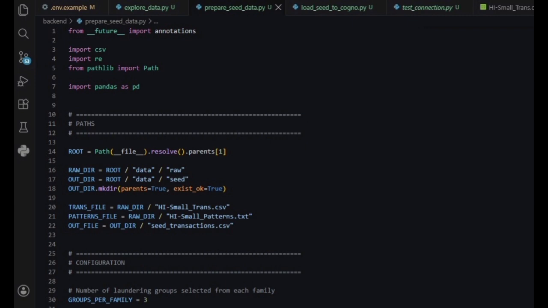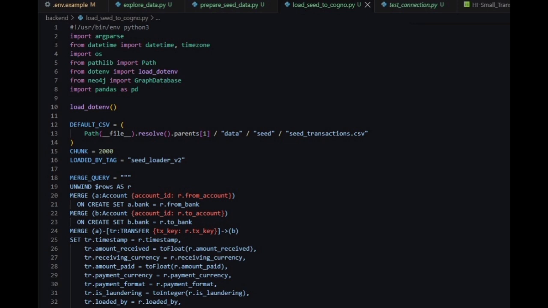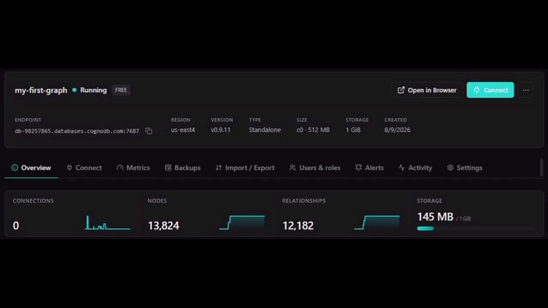And then I load the seed into the graph database and test the queries. After loading, the graph has around 13,000 nodes and around 12,000 relationships. This gives a working investigation graph that actually supports the AML analysis and query visualization.